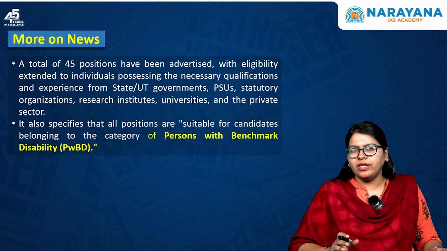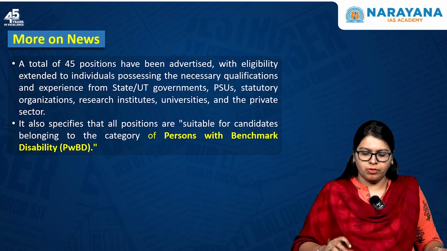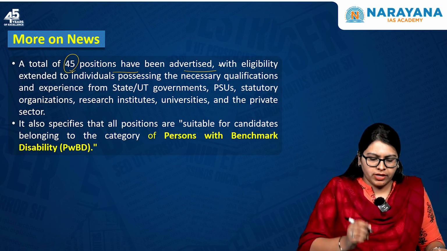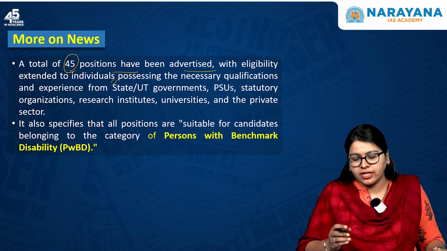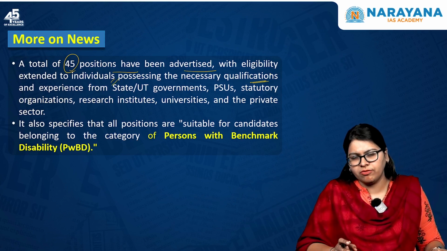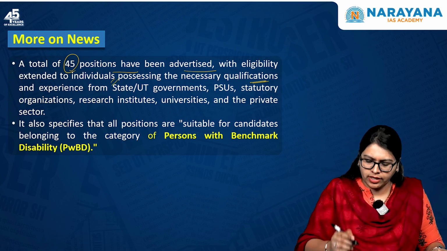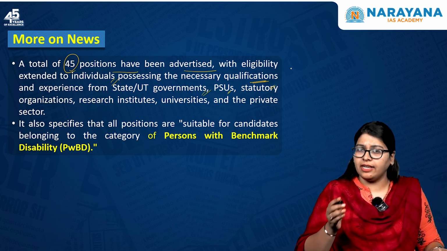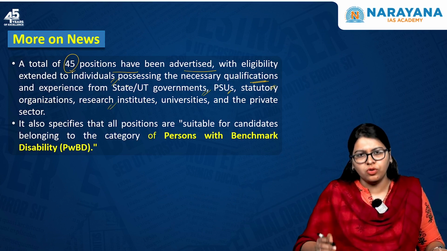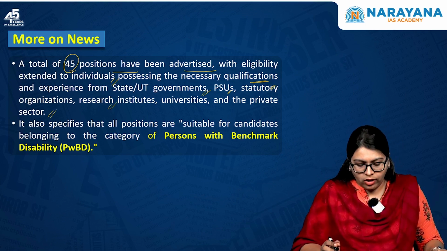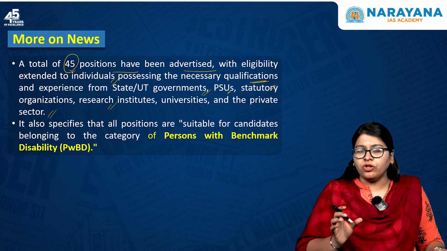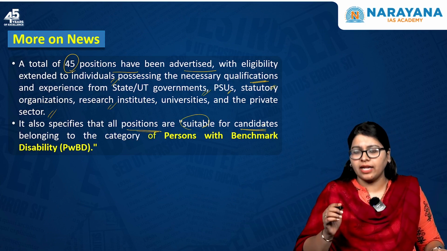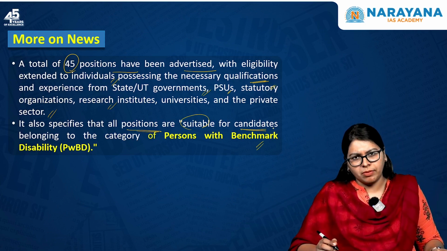Moving forward, let us have an insight into how many vacancies have actually been posted. So, a total of around 45 positions have been advertised, with eligibility extended to individuals who possess the necessary qualifications and experience from the state governments or the governments of the union territories, the PSUs, that is the public sector undertakings, the statutory organizations, research institutions, universities as well as the private sector. And the advertisement also specifies that all the positions are suitable for candidates belonging to the category of persons with benchmark disability.